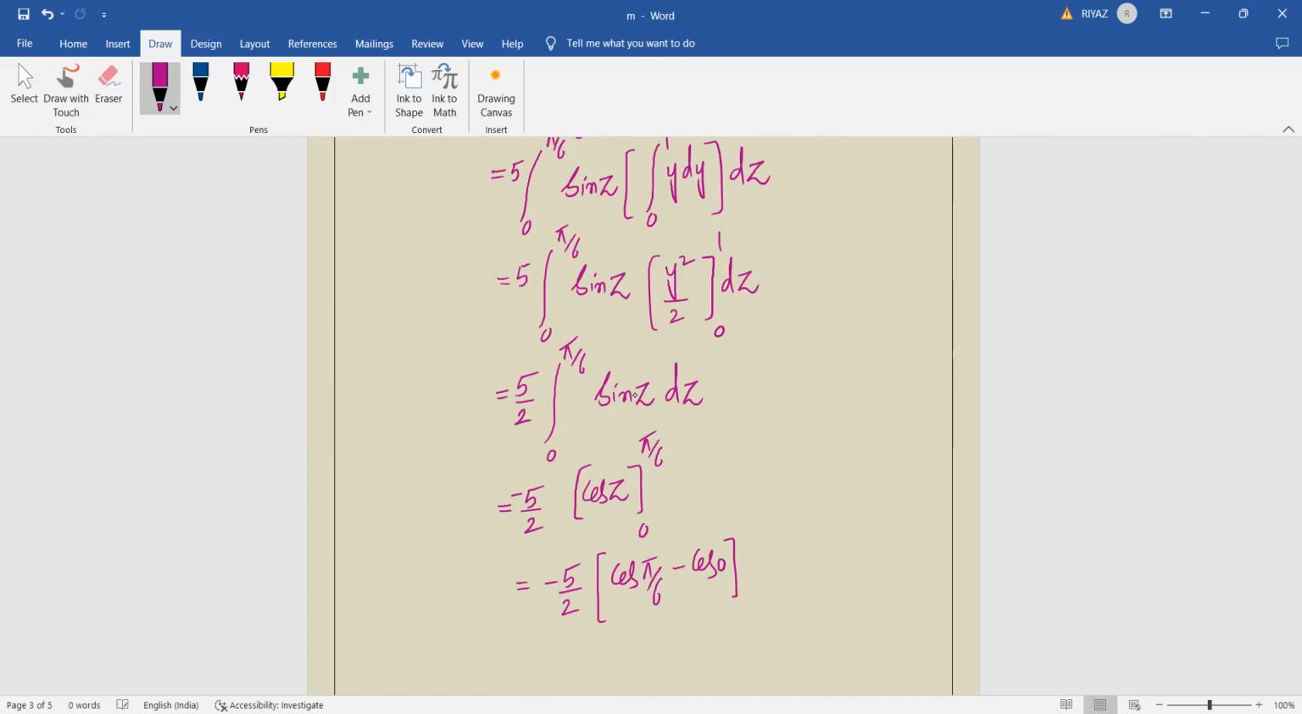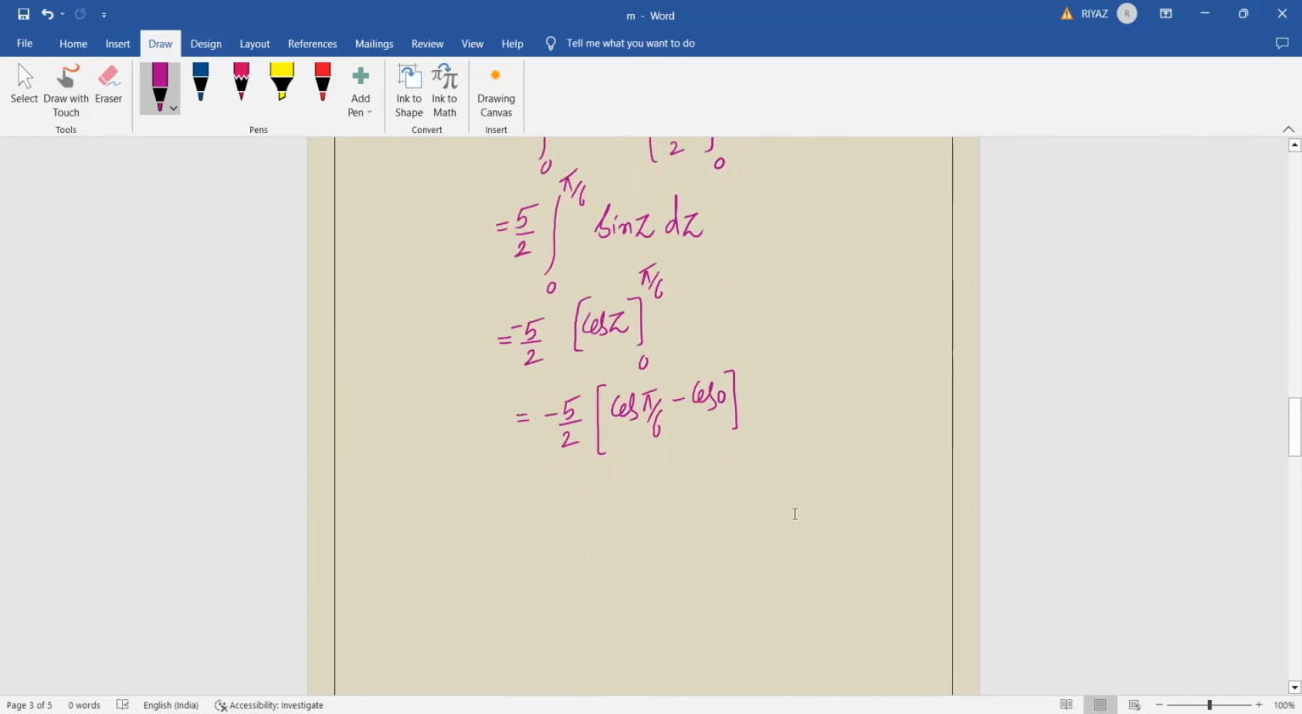Cos pi by 6, pi is 180, so 180 by 6 is 30 degrees. Cos 30 degrees is root 3 by 2. This is the answer. If you have a calculator, you can use it. The value of cos pi by 6 is root 3 by 2, minus cos 0, which is 1. You can either multiply with 5 by 2 for these two terms, or you can stop here only.